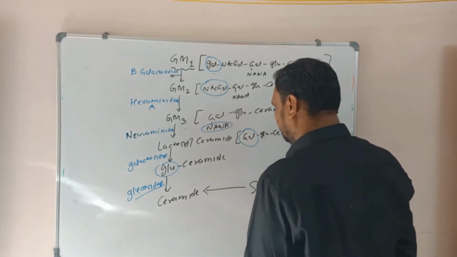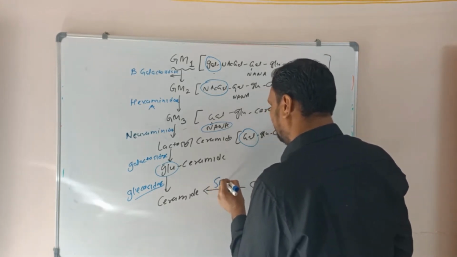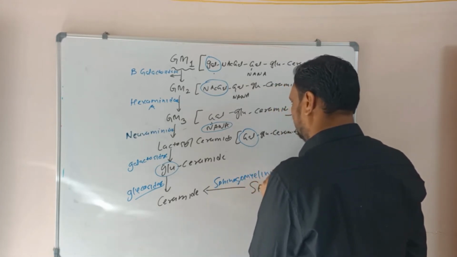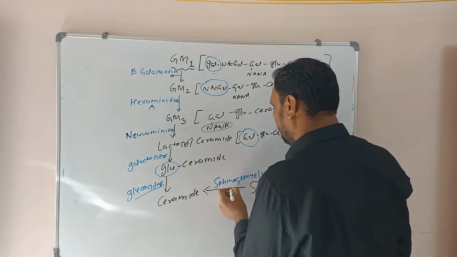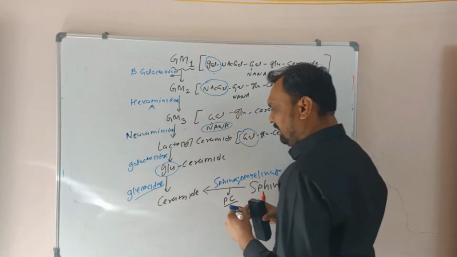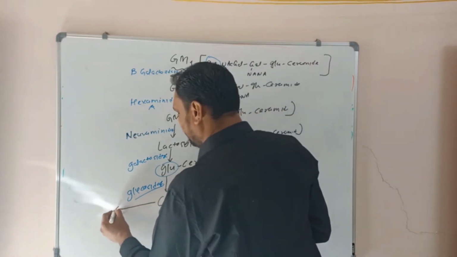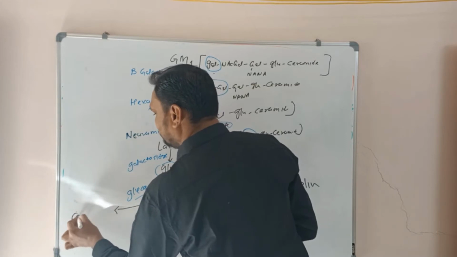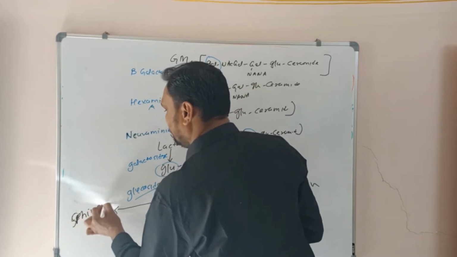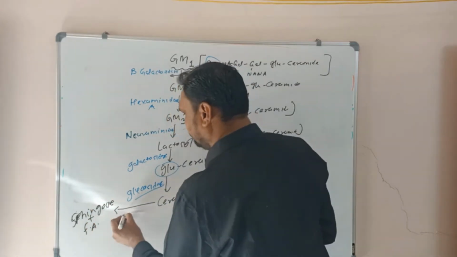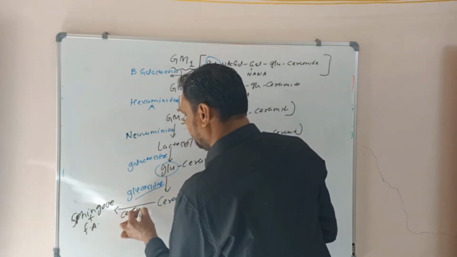Now from sphingomyelin, by the enzyme called sphingomyelinase, there is removal of the phosphocholine group and it will form ceramide. Ceramide itself is broken down to sphingosine plus fatty acid. The enzyme is ceramidase.